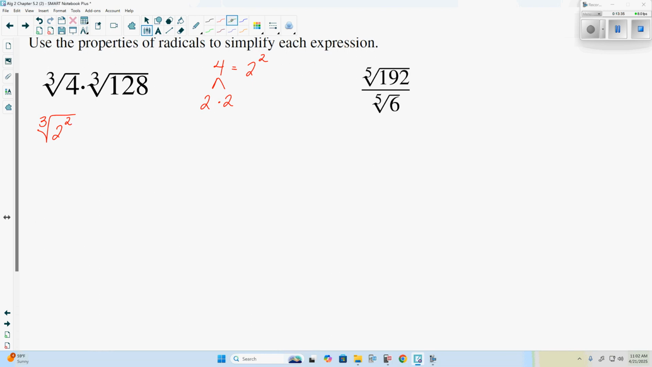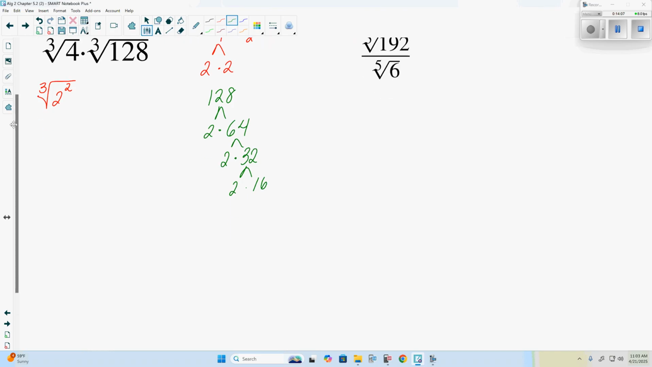Now, we also have to look at 128 to see if there's a number times itself 3 times that is 128. There's a good chance there is, but we're going to go on and simplify this by our factor tree. Since it is an even number, we can start with 2, which is 2 and 64. 64 is 2 and 32. 32 is 2 and 16. 16 is 2 and 8. 8 is 2 and 4. 4 is 2 and 2.